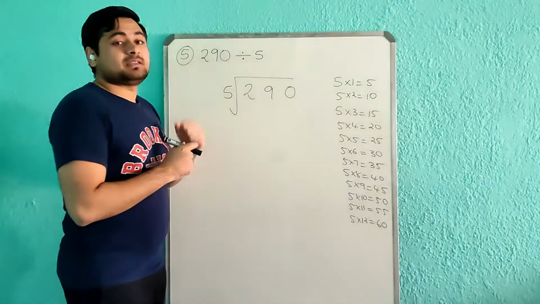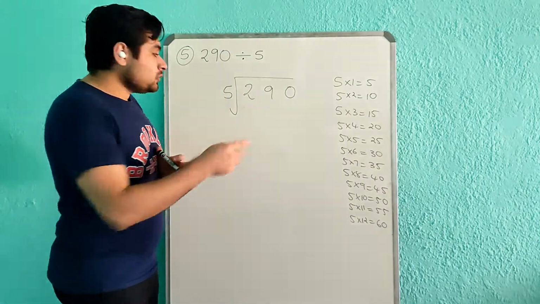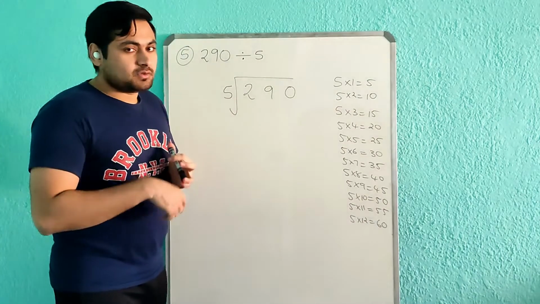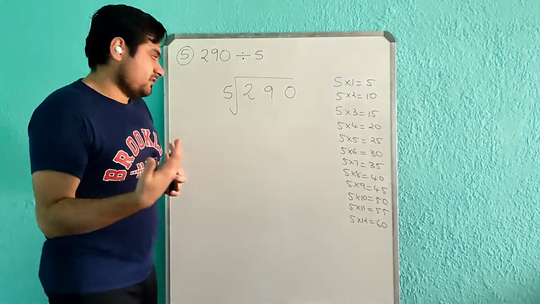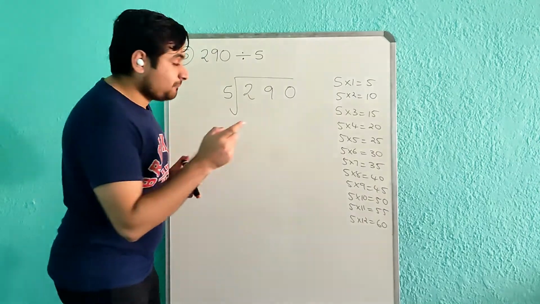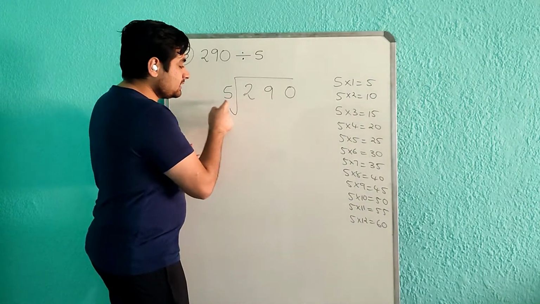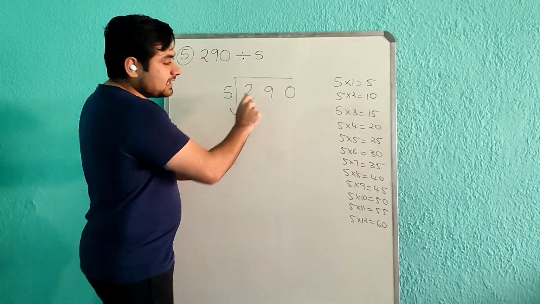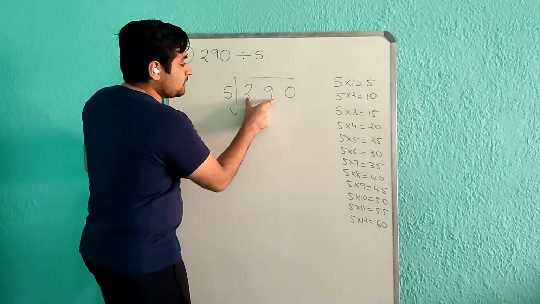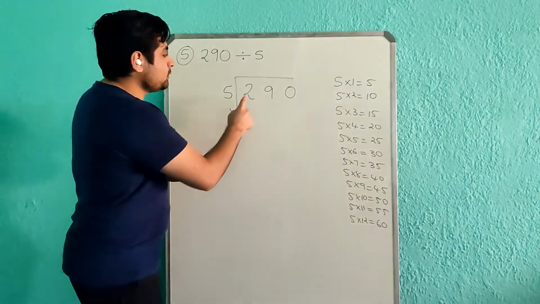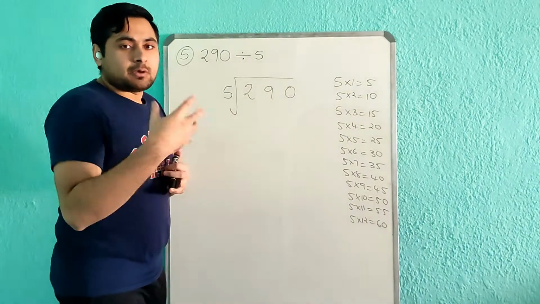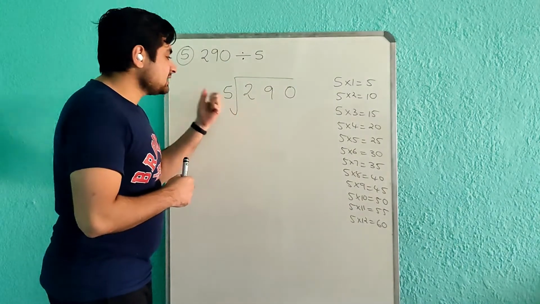Does 2 come in the table of 5? We know 2 is smaller than 5, so it does not come in the table of 5. What is the next question now? Since 2 does not come in the table of 5, it's time to bring 9 inside, right? So now we are working with 2 numbers. So we have 29. Now you ask yourself, does 29 come in the table of 5?